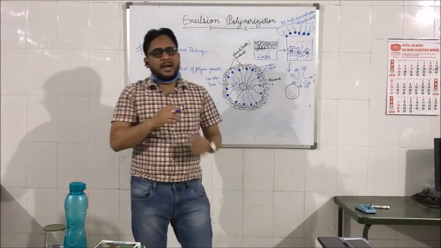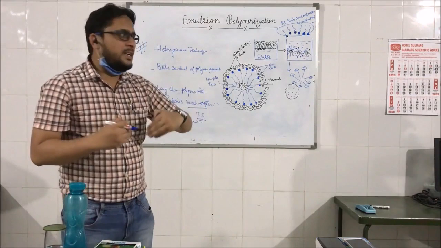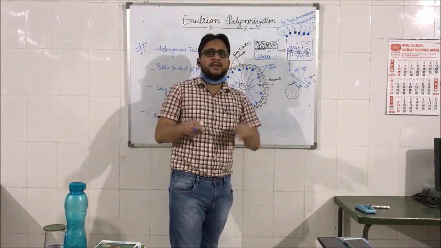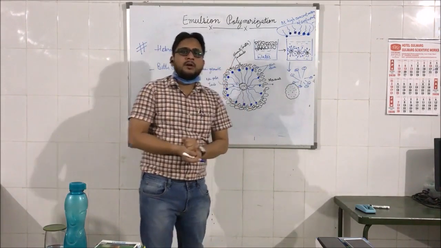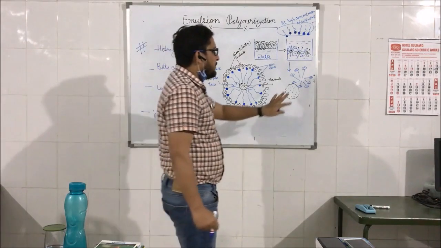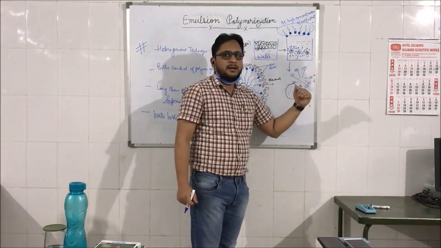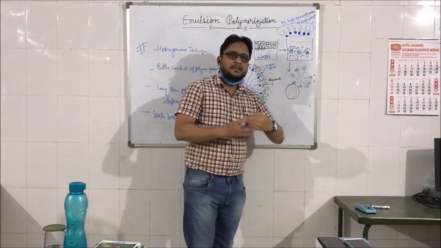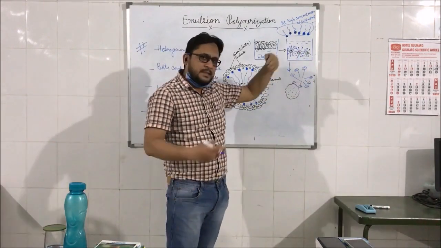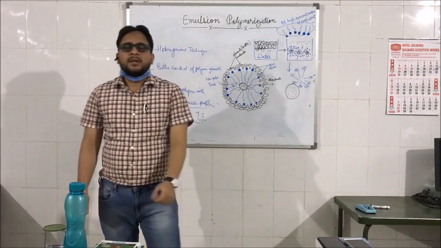the polar head is outside while the non-polar tail is inside. This happens when the solvent is water or polar. If a polar solvent like water is taken, the micelle formation will always occur like this. That is, the polar head is outside while the non-polar chain diffuses inside.